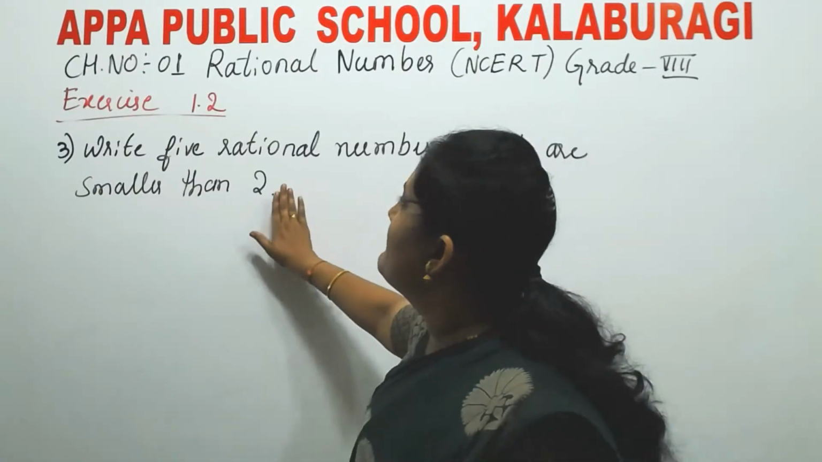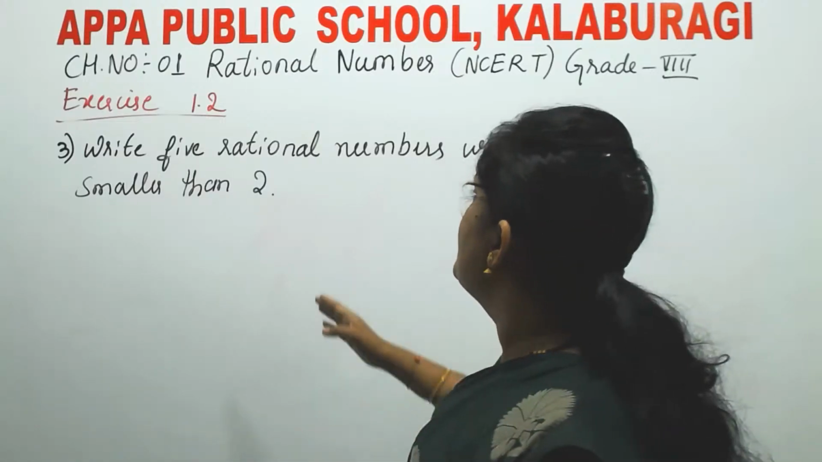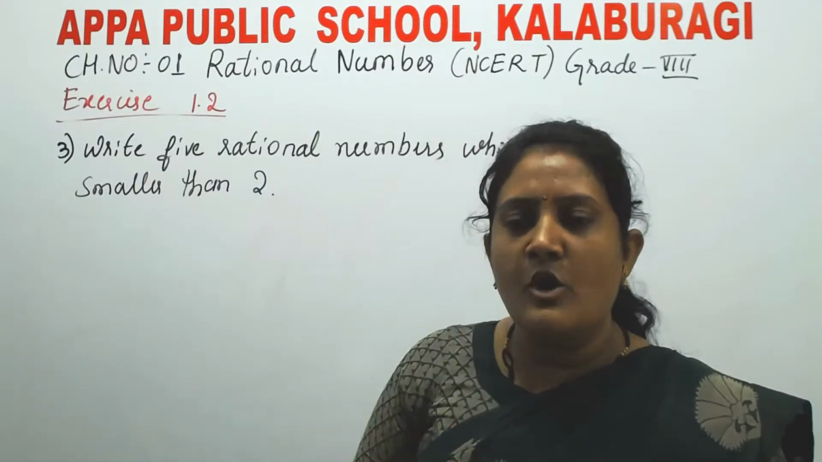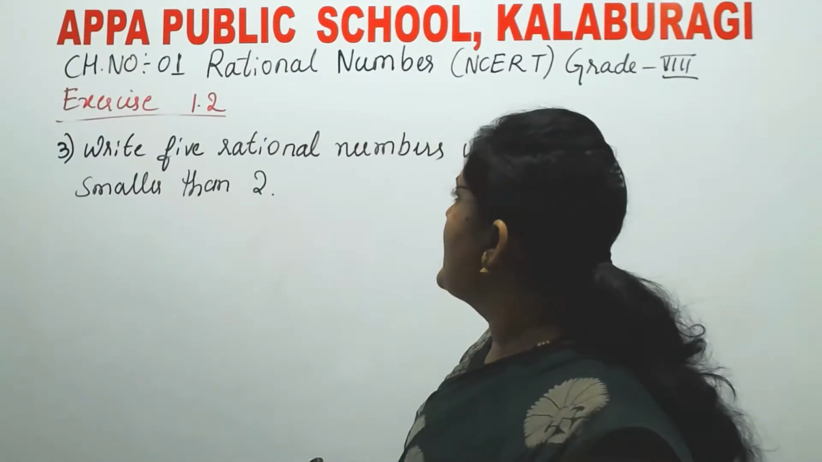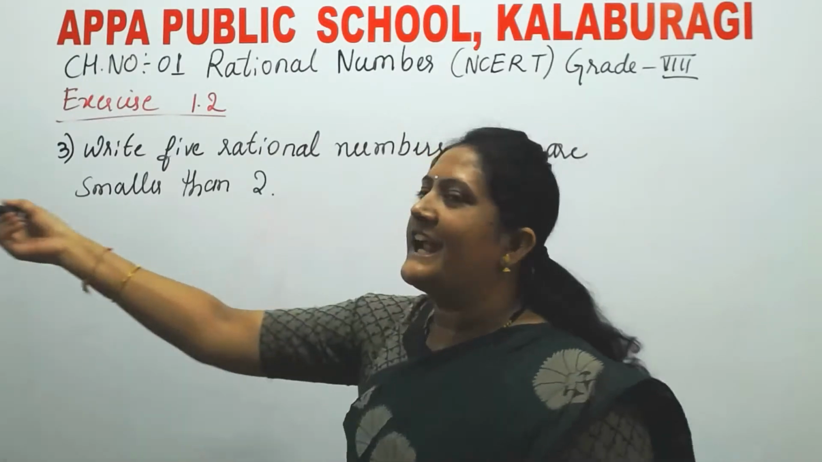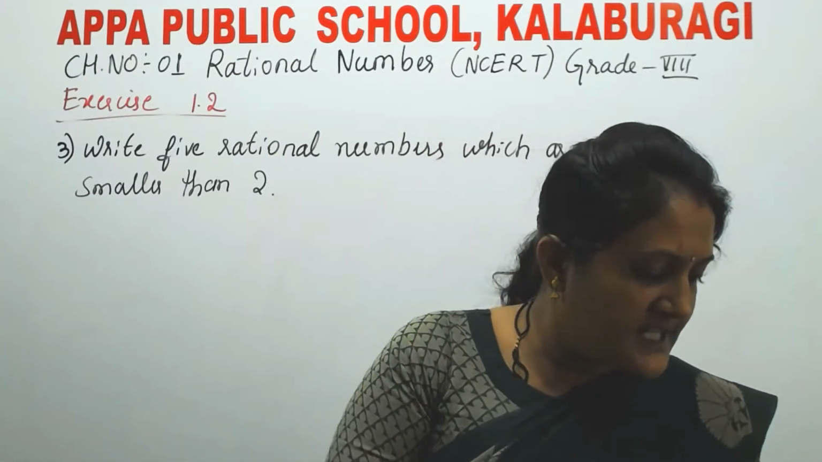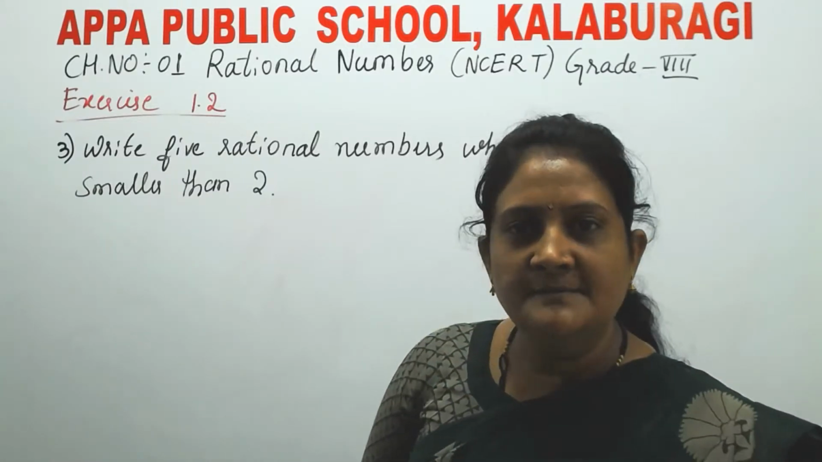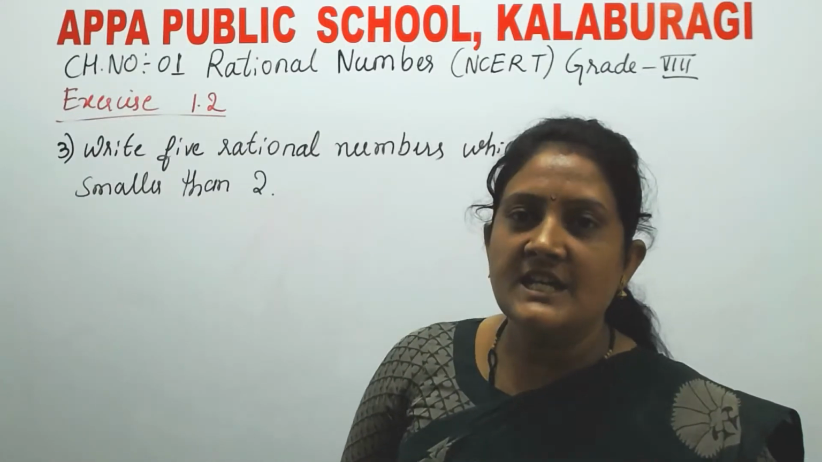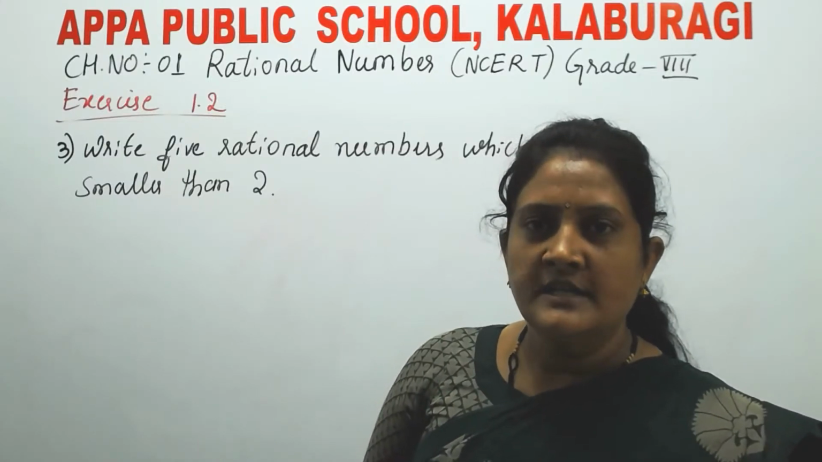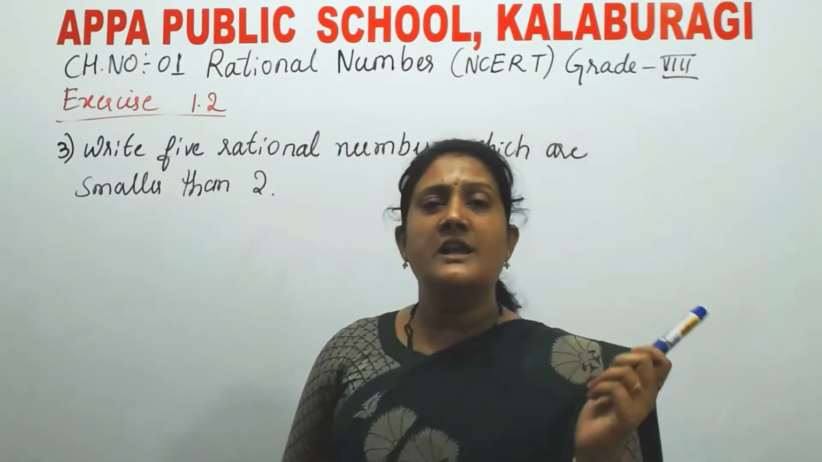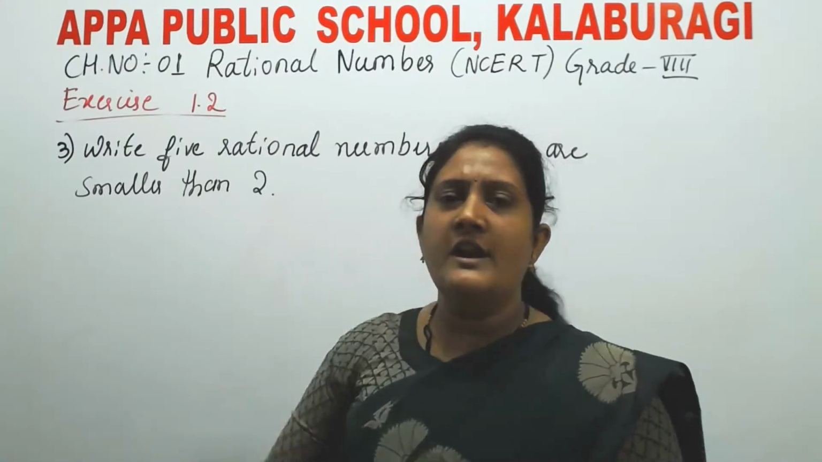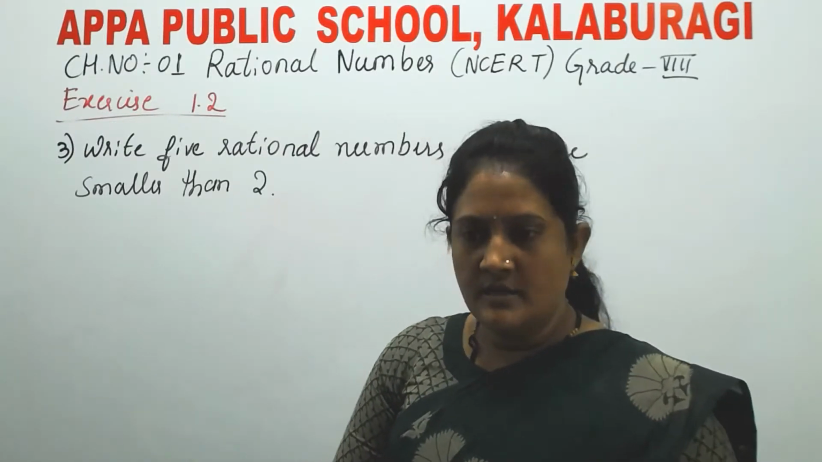The same thing, we have to write 5 rational numbers which are smaller than 2. Any numbers you can write which are smaller than 2. Some students have given answers smaller than 2. All the negative numbers, write them, all negative numbers are smaller than 2 only. All your family members are smaller than your father, right? In age. Yes, so similarly you can write any 5 negative numbers, they all are smaller than 2, right? So shall we?